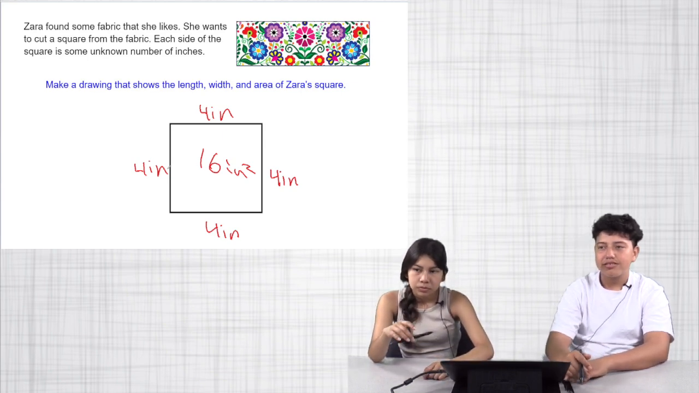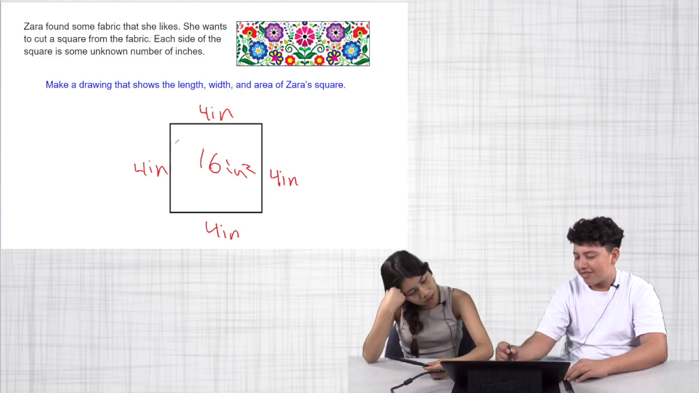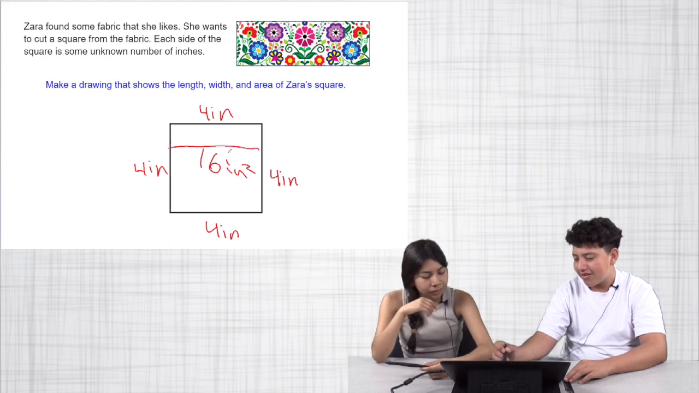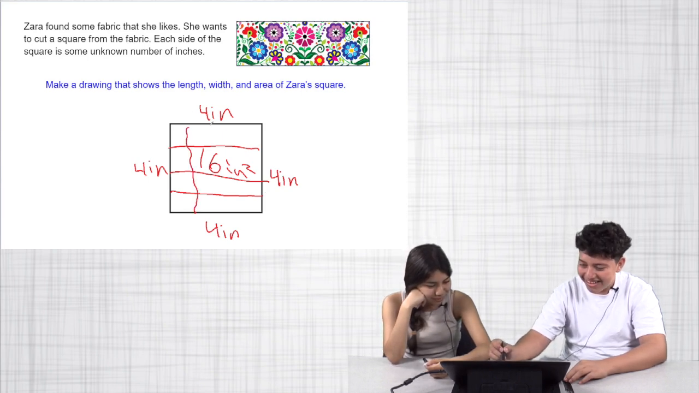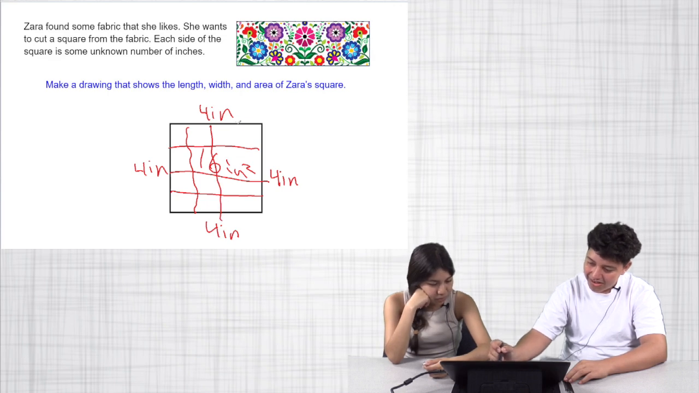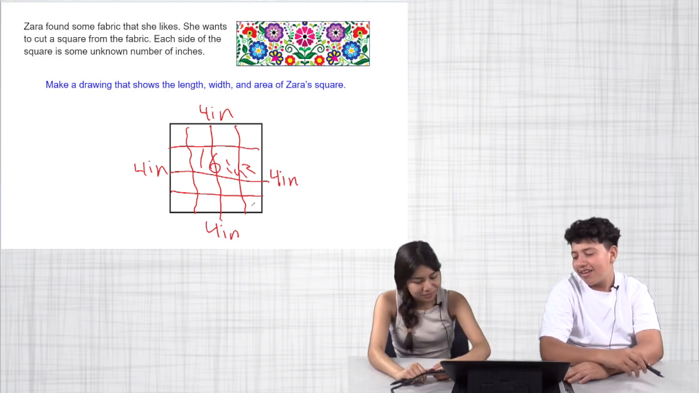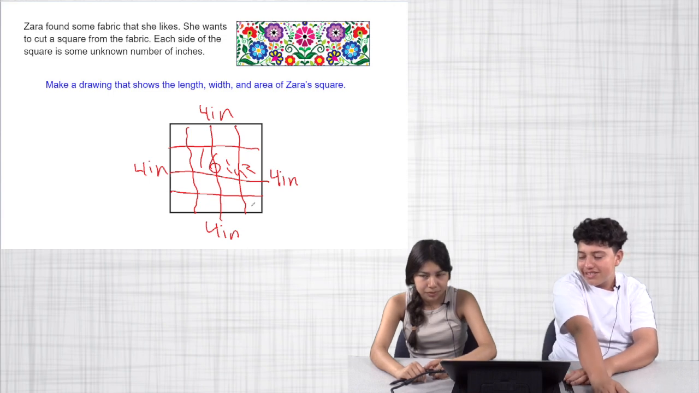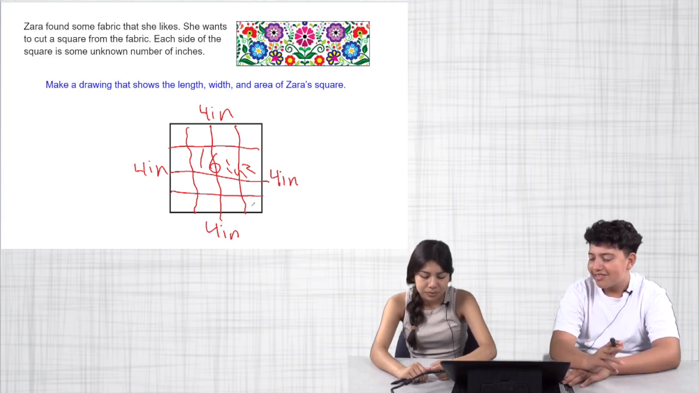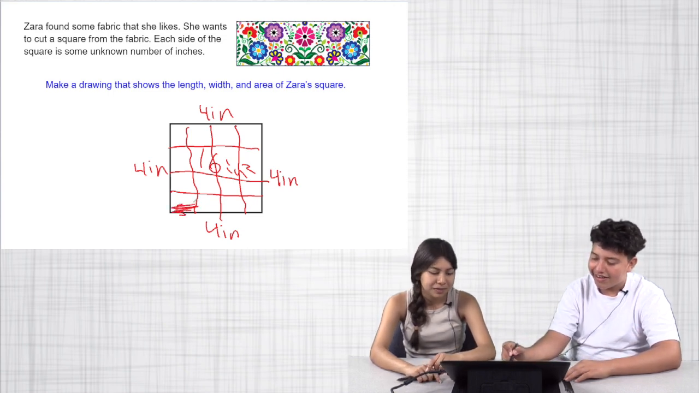Nice. And if you were going to draw in the 16, how would you do it? And what does each of those represent? 16 inches squared. And what's an inch squared here? Like one little square.